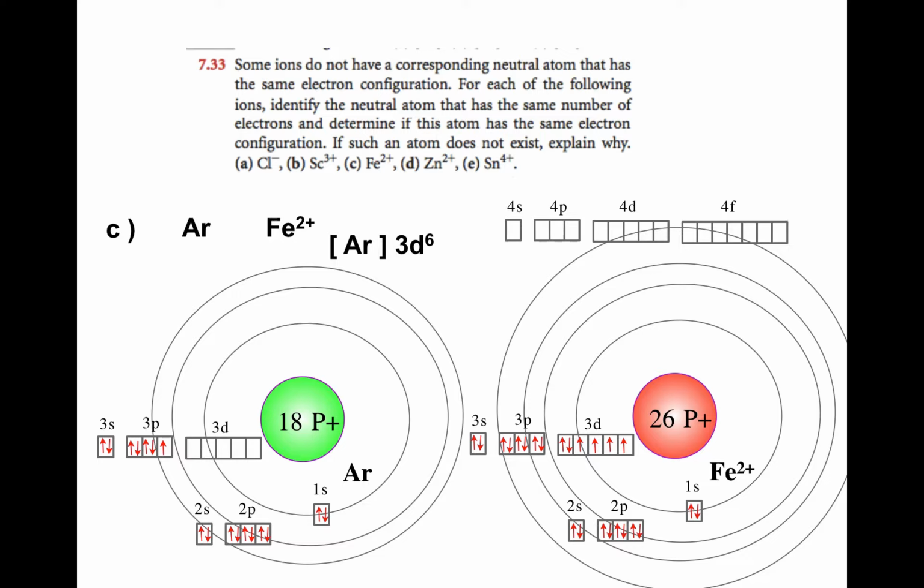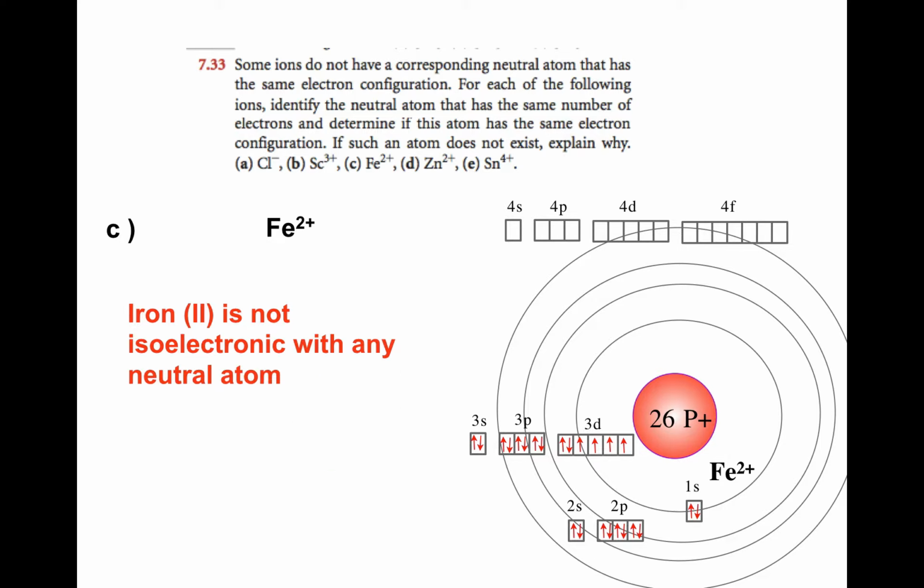Even though we put the electrons into the 4s first, because it's lower in energy, the 3d are on the inside. The 4s are the valence electrons, so they're removed first. So iron 2+ is not isoelectronic with argon. If we were comparing iron 3+ to argon, this wasn't part of the problem, but iron 2+ is not isoelectronic with a neutral atom.